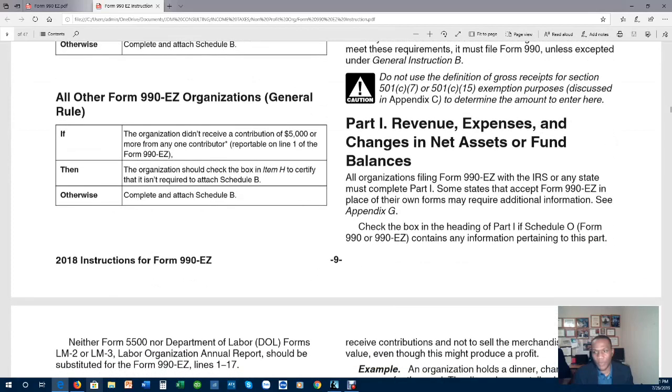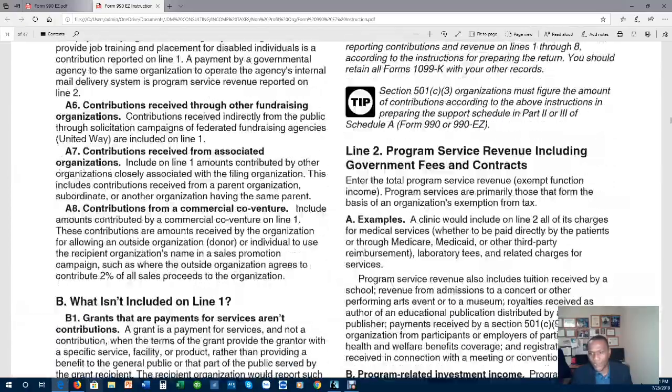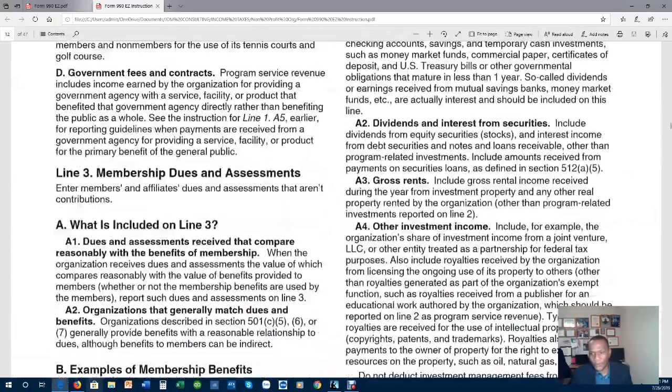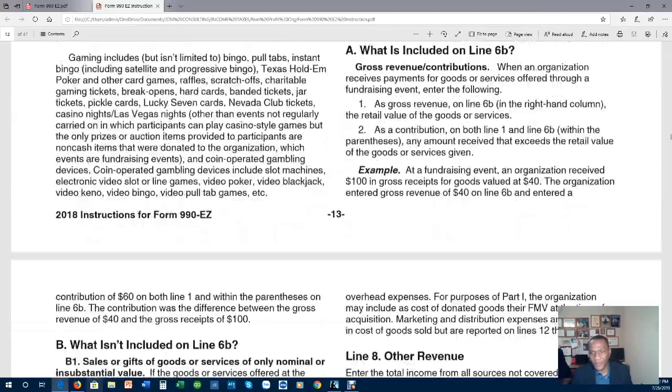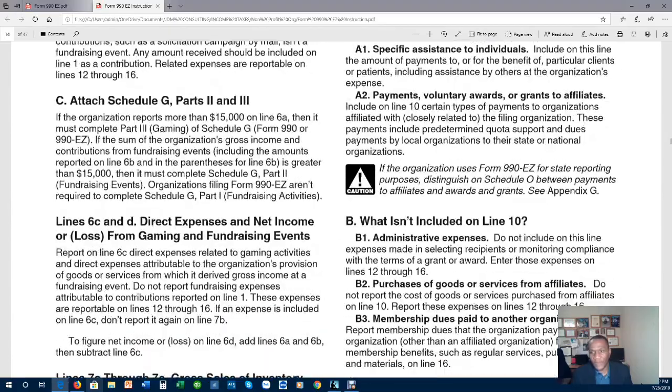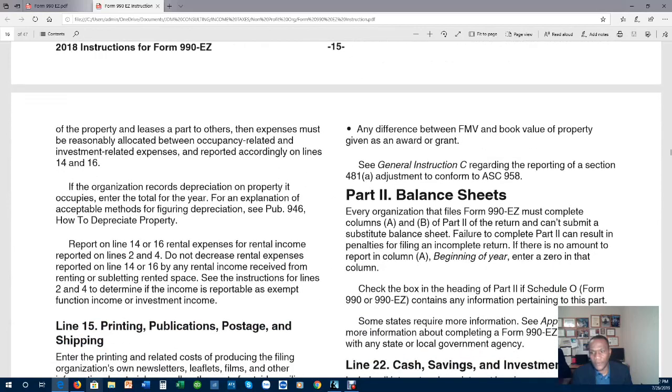This is Part 1, revenue and expenses. Part 1 covered the expenses. So if you need information on how to fill out this section, you have to go to the instructions for Part 1, revenue, expenses, and changes in net assets or fund balances. And then Part 2 would be for your balance sheets. All the information is here for you, and then line 13, line 14, Part 2 balance sheets, and so forth.